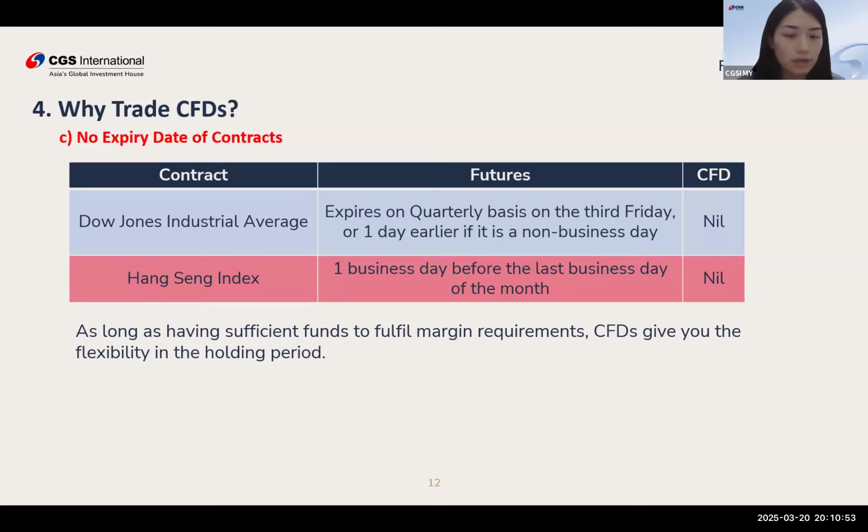So as long as you have enough fund to fulfill the margin requirement, you can always enjoy the flexibility to decide whether you want to hold your CFD short-term or also long-term. Thus, you have a choice to hold short-term or to allow more time for your trades to play out in the long run.